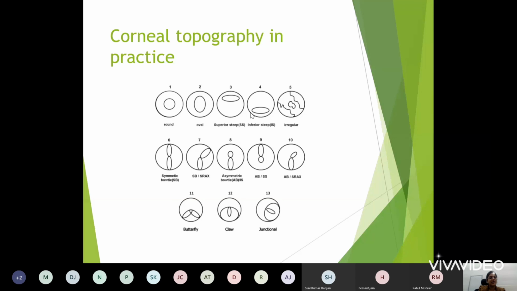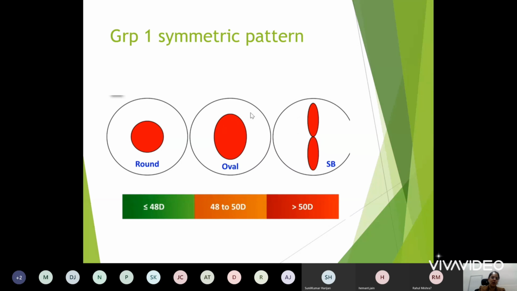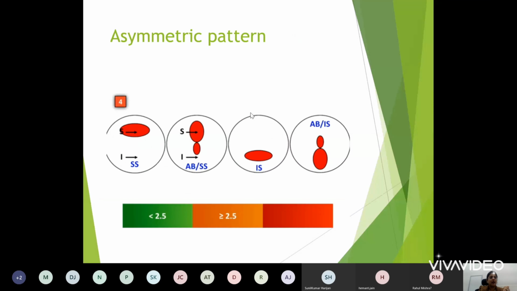Now, not only sagittal map, the corneal topography has a lot of shapes going through. It can be classified into 4 groups. Group 1 is the symmetric pattern. So it can be round, oval and symmetric bow tie. So we have to keep in mind the K reading. If it is more than 50 diopters or 48 to 50, it is moderate and high risk.